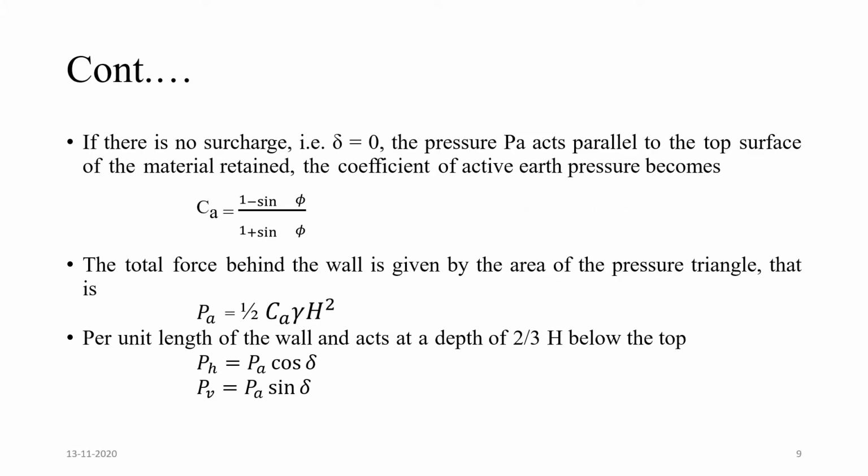If there is no surcharge, that is delta equal to 0, the pressure P acts parallel to the top surface of the material retained. The coefficient of active earth pressure becomes Ca equal to 1 minus sin phi divided by 1 plus sin phi. The total force behind the wall is given by area of the pressure triangle, and that is Pa equal to half Ca gamma H square per unit length of the wall, and acts at a depth of 2 by 3 H below the top. Ph is equal to Pa cos delta and Pv equal to Pa sin delta.